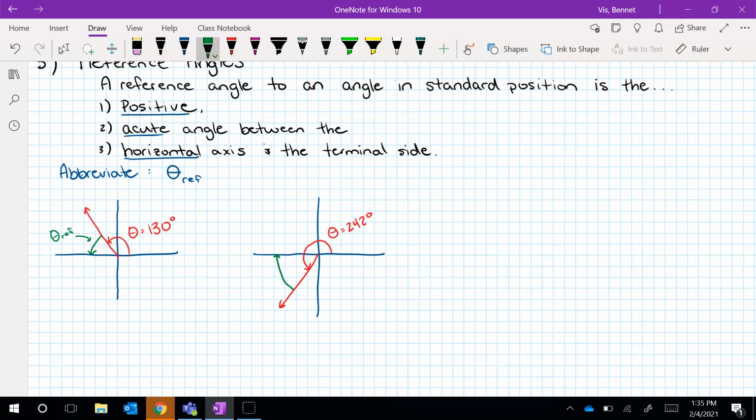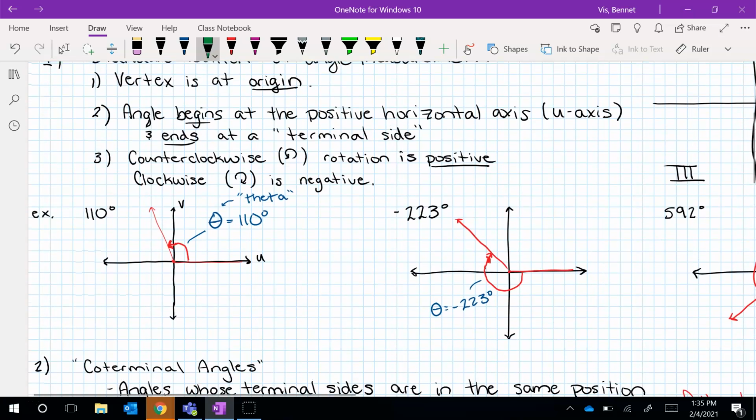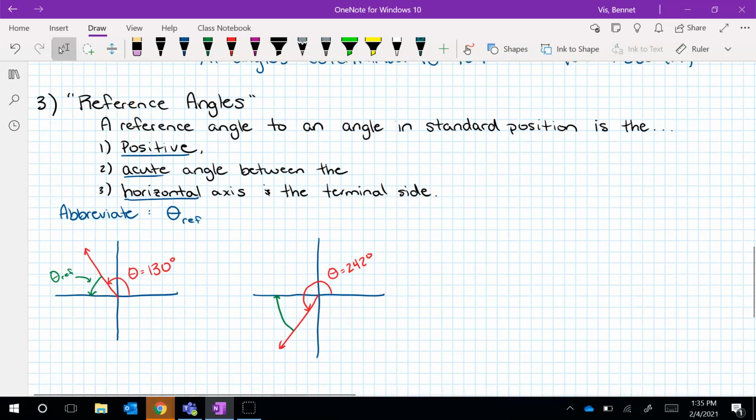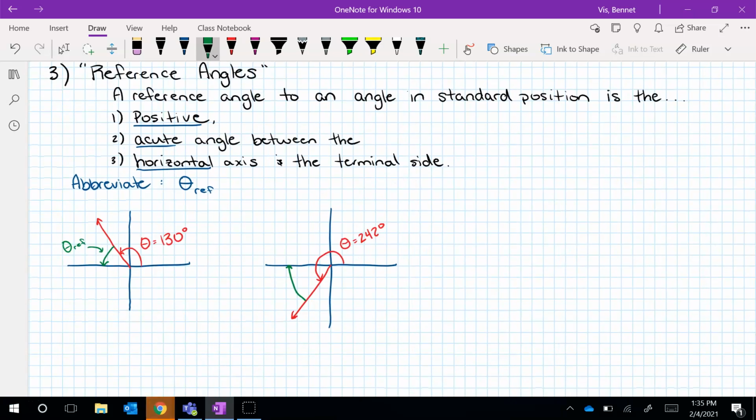Except that is not positive. We've already defined earlier on that clockwise rotation is negative, counterclockwise is positive. So if I have my arrowhead here, that's going clockwise. This would be a negative angle, and I said that it had to be positive. So that's not it either. It's this one. This is my reference angle in this case.